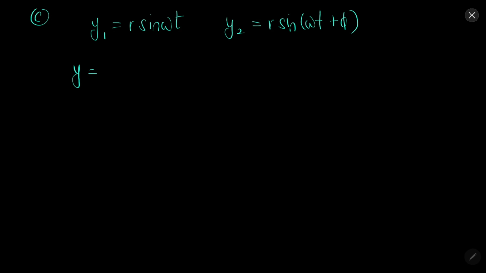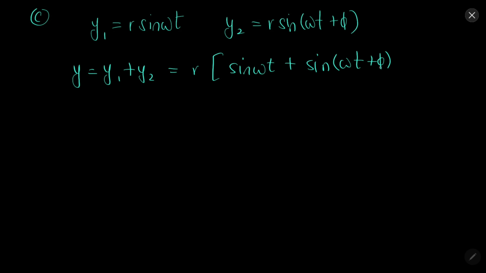In part C, we have the waves y1 equal to r sin omega t and y2 equal to r sin omega t plus phi, some phase difference. So the resultant will be y equal to y1 plus y2, which will be r times sin omega t plus sin omega t plus phi. So when we apply the formula, y will come out to be 2r sin omega t plus phi by 2 into cos phi by 2.